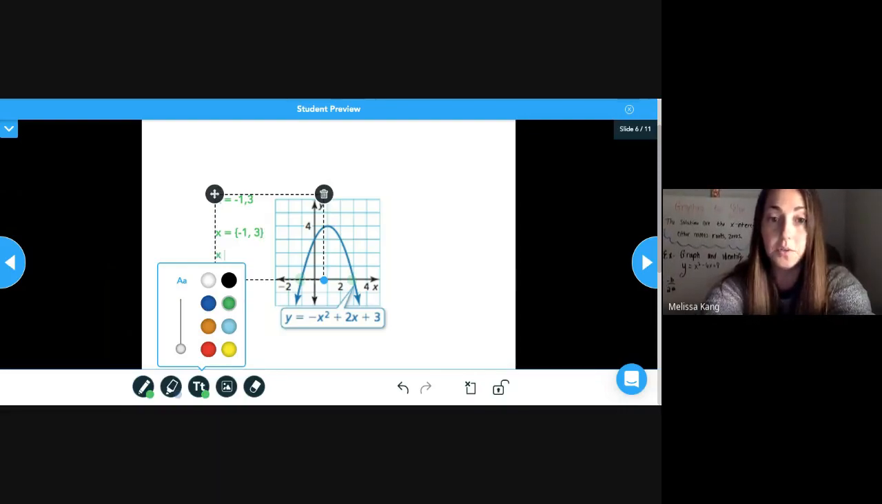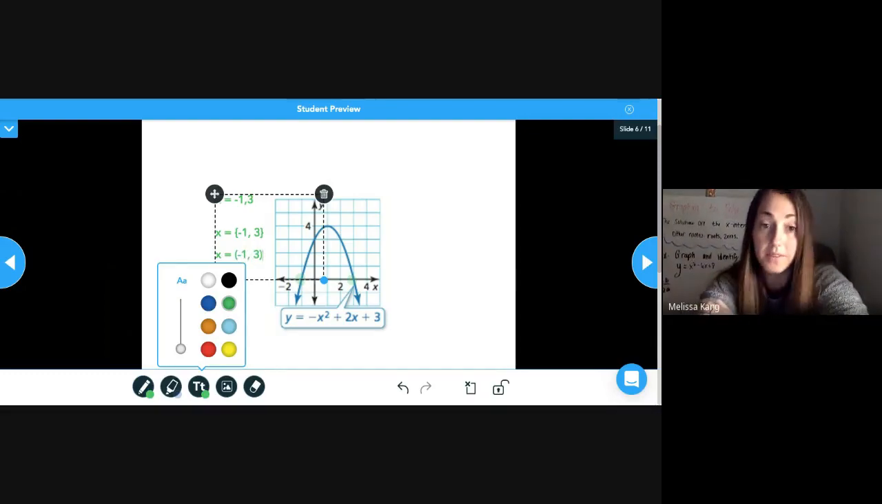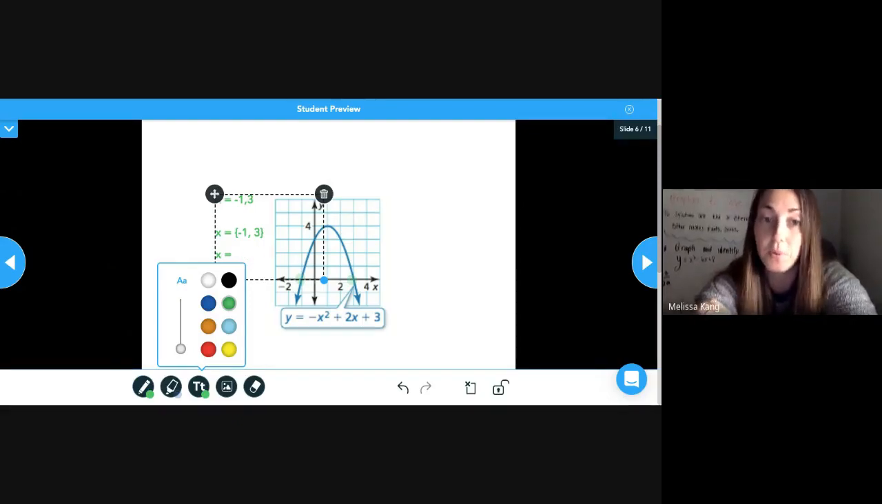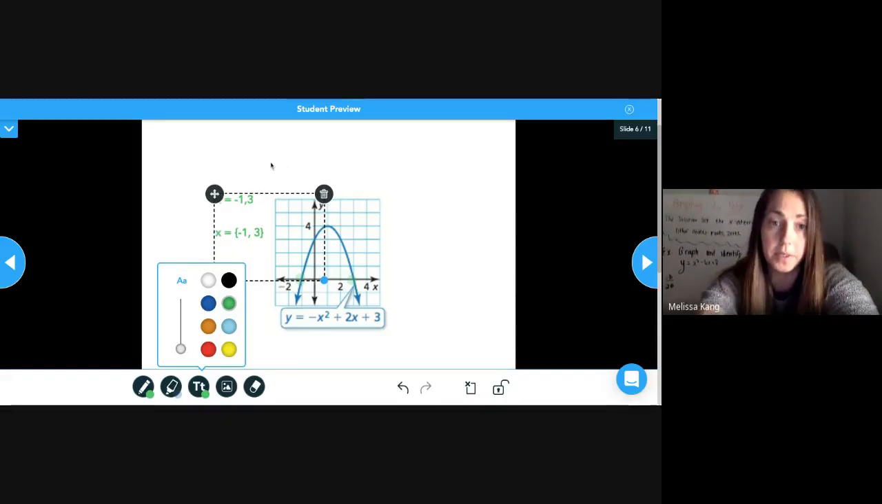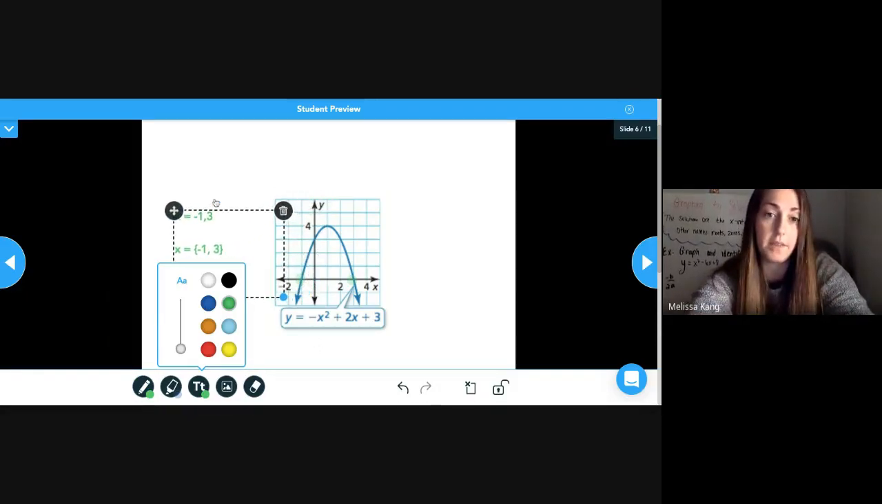What you can't do, so I'm going to erase this, is -1, 3 with parentheses around it, because that's a point, right? We've plotted points, I should say, not measured. But either one of these here is an acceptable answer. So wherever you place that, that's cool.